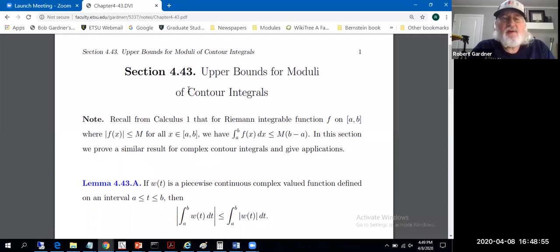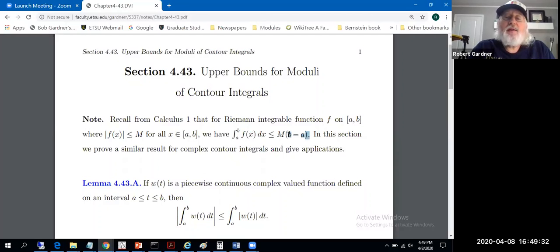Remember calculus, you took a Riemann integrable function f on the interval a, b, and that function was bounded in absolute value by some upper bound capital M. Then, if you integrated f of x dx, the value of that integral is bounded by capital M times the length of the interval, capital M times b minus a. You'd think about probably areas of rectangles. This is the height of a rectangle, and the function lies entirely under that in absolute value even.